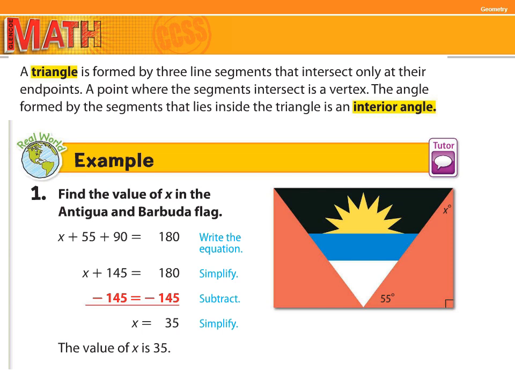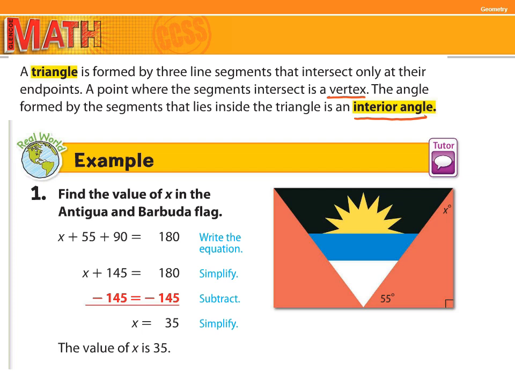A triangle is formed by 3 line segments that intersect only at their endpoints. A point where the segments intersect is a vertex. The angle formed by the segments that lies inside the triangle is an interior angle. So an interior angle is inside of the triangle.